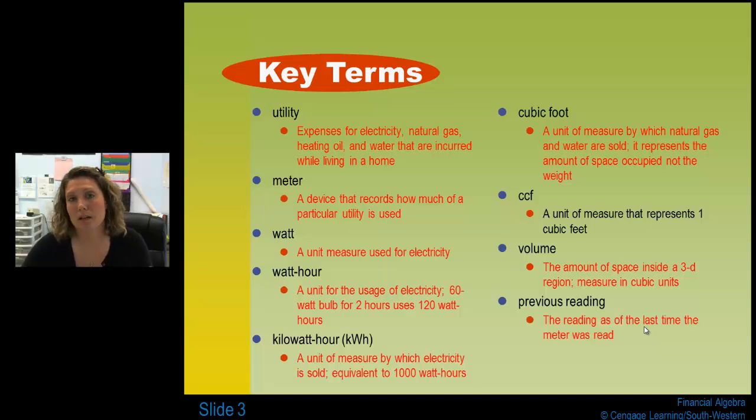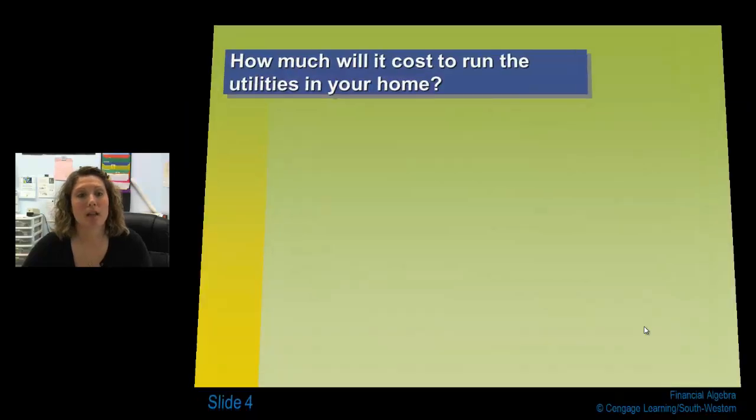Previous reading, this is when they take a reading of your meter. It was the last time that the meter was read. And then the present reading, this is the current meter reading.